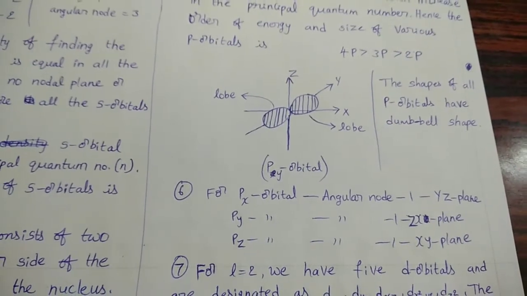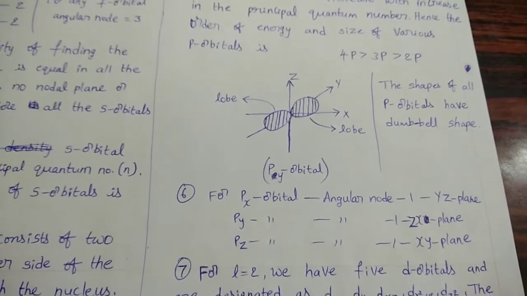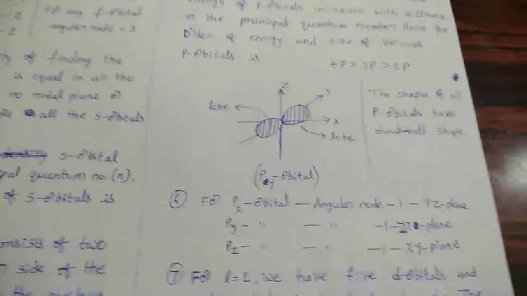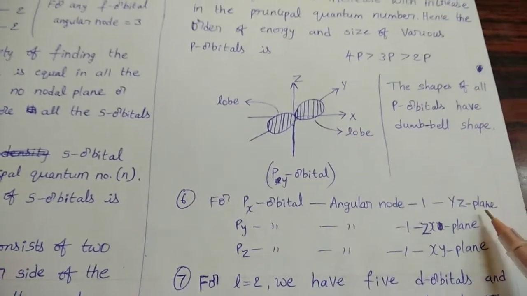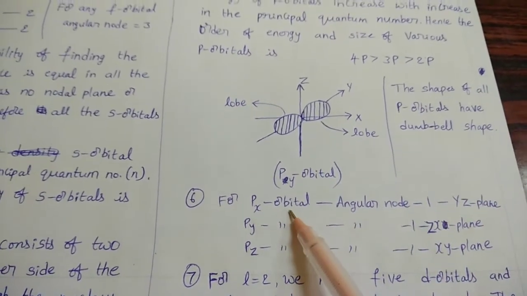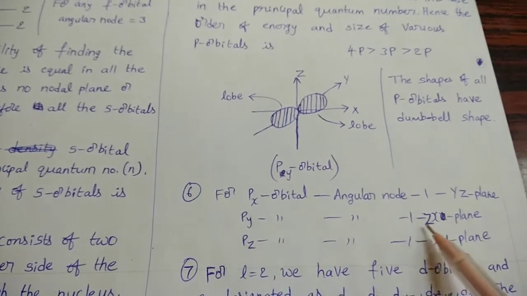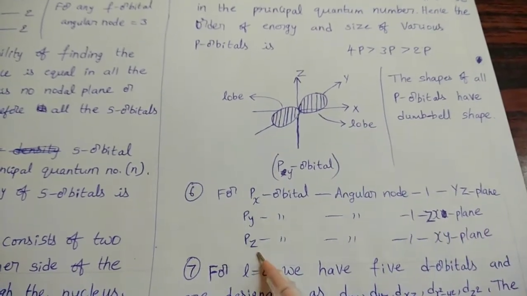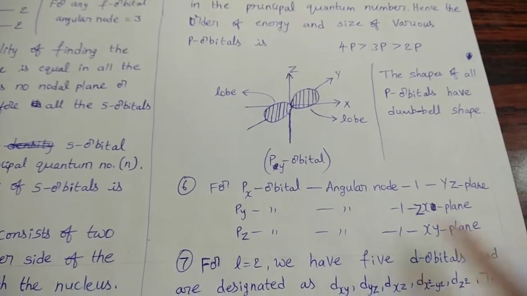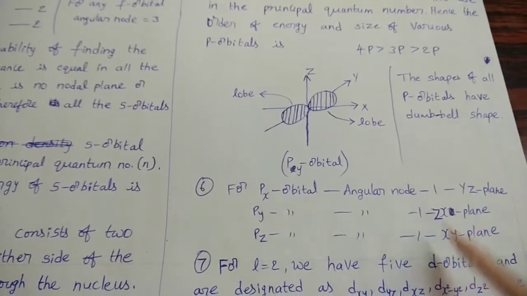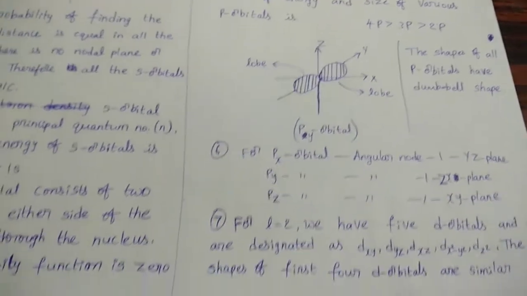Okay. Next, for px orbital, angular node. For p orbital, L value equal to 1, so angular node is 1. What is the nodal plane? YZ plane. In this plane, no electron density for this orbital. For py orbital, ZX is the nodal plane; for pz orbital, XY is the nodal plane. Each p orbital has one nodal plane, those are these.